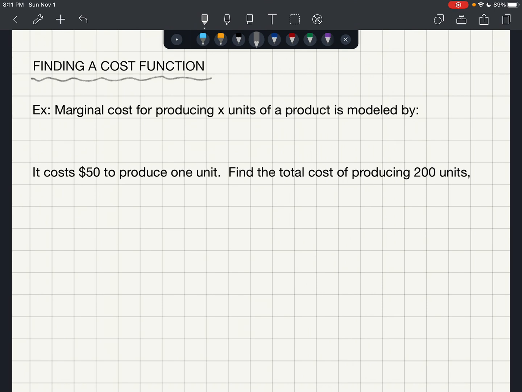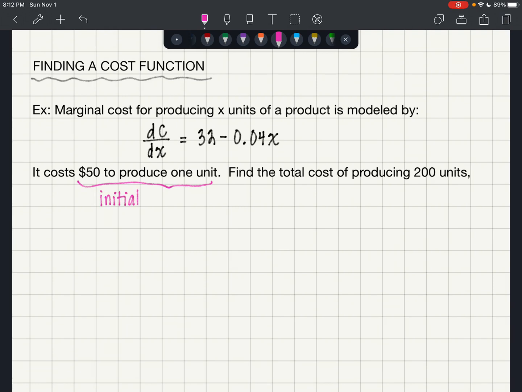So here's an example. Marginal cost for producing x units of a product is modeled by this function. So dC/dx is equal to 32 minus 0.04x. So that's going to be given. So this is given information. So here's our marginal cost for producing x units of a product. It costs $50 to produce 1 unit. Now, $50 to produce 1 unit, that's an initial condition. That's going to help us write a particular equation. So we've got that initial condition.